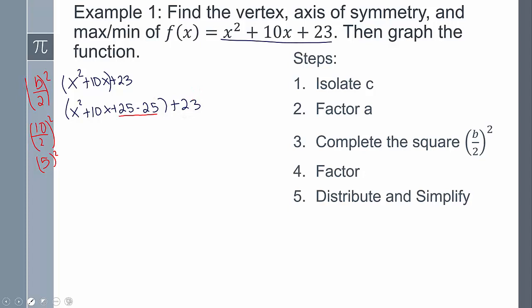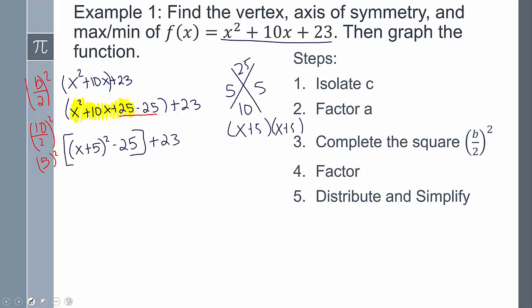Now notice that plus 23, we're still just ignoring it. We're still leaving it alone. Now this part right here will always factor. And so I can go through a times c. Factors of 25 that add to 10 are 5 and 5. So that's going to give me x plus 5 times x plus 5, which turns into x plus 5 squared. So this turned into x plus 5 squared. This minus 25 is the same. That plus 23 is the same.